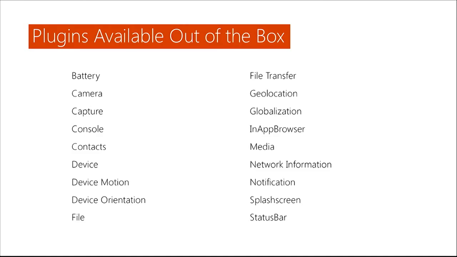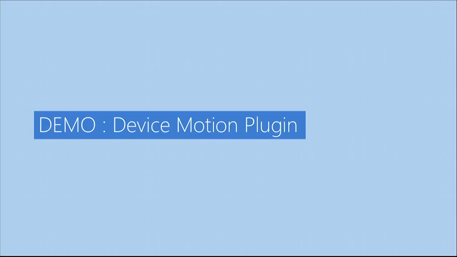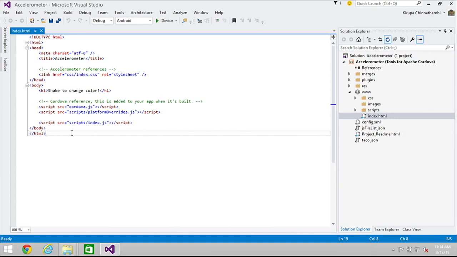And in this video, I'm going to show you a quick overview of how you can use Visual Studio to take advantage of plugins to add device capabilities to a very simple application. So let's take a look at that. I'm in Visual Studio right now, and I have a simple application that I've already created. This application requires the accelerometer to change background color depending on how rapidly I am moving the device around.